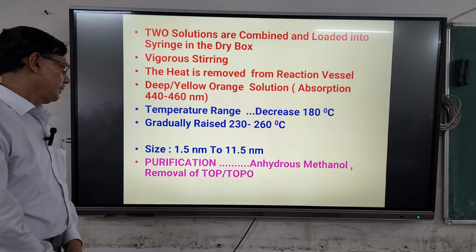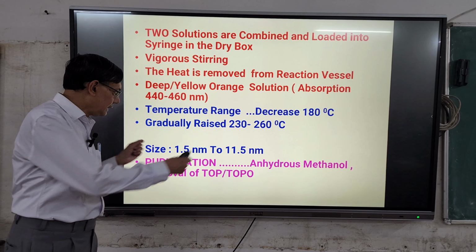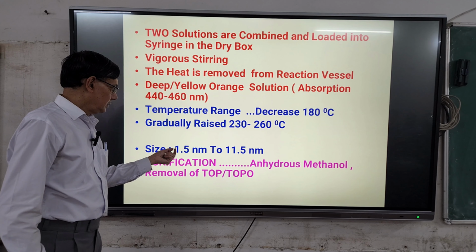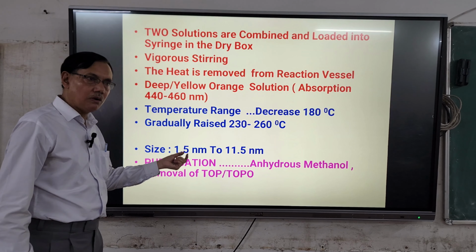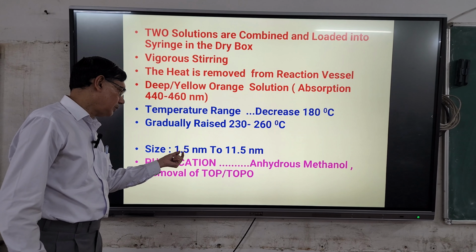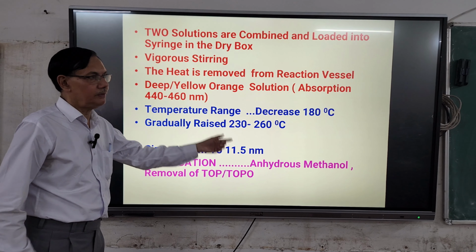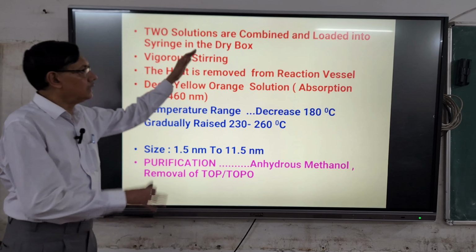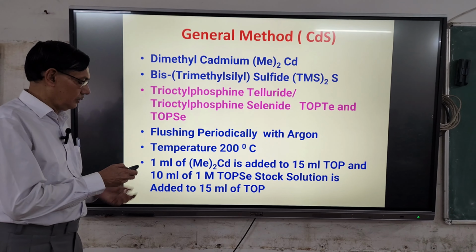Purification is also required because we have to remove this solvent. Now why am I giving the range? Because it depends upon the type of the precursor. So 1.5 to 11.5 is a general method. But why I have given some specific 1 ml or 2 ml, I have taken from that method.